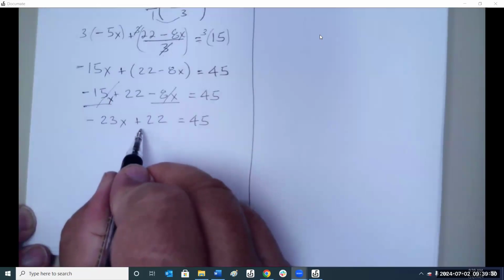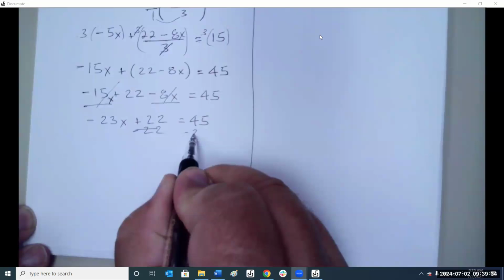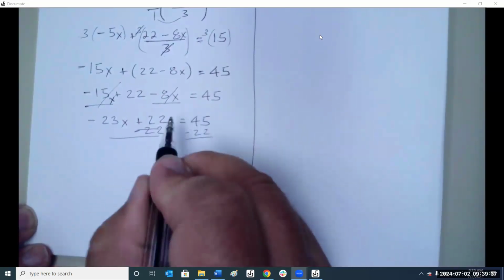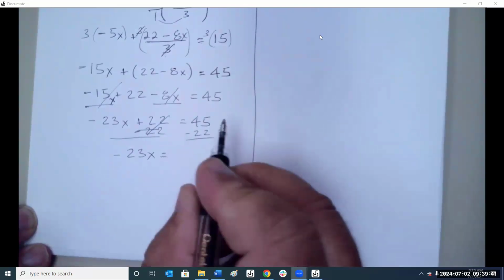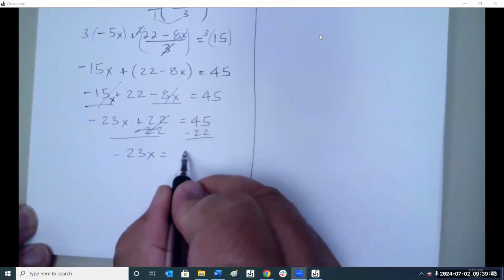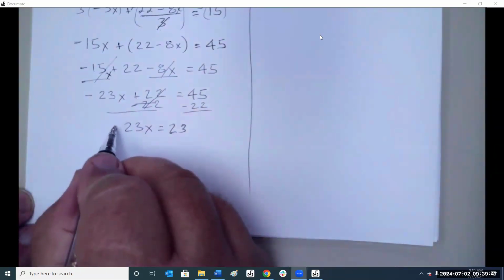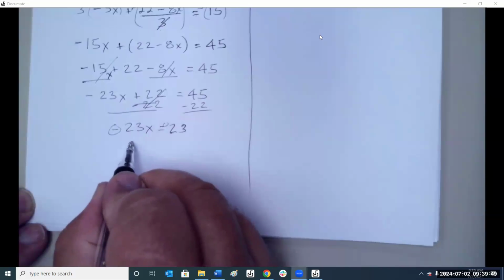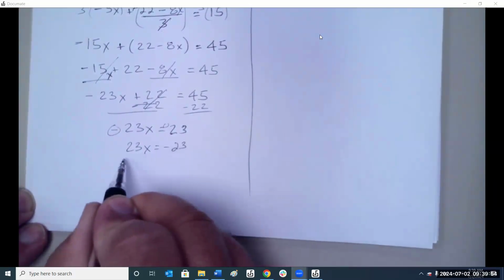Solve for x. Subtract 22. We have negative 23x equals positive 23. Change the signs and divide.